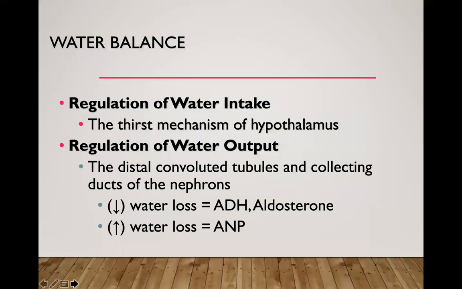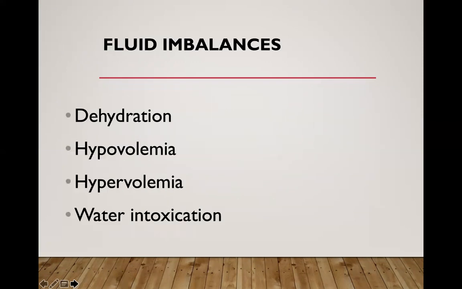So regulation of water intake, the thirst mechanism is found in the hypothalamus. The regulation of water output, very active in this function, would be the DCT and the collecting ducts of the nephrons. In the event of a decrease in water loss, the ADH and aldosterone would be working hard, whereas in increasing water loss, it's the atrial natriuretic peptide that would be regulating the water output.